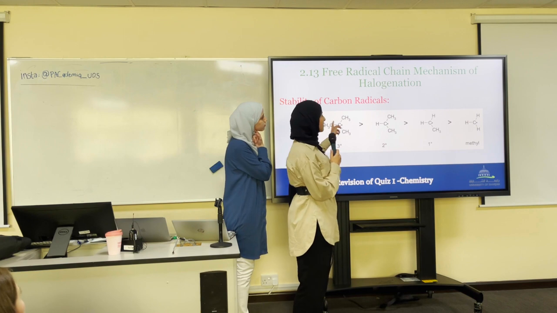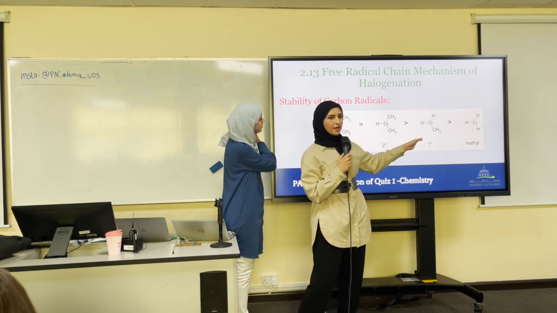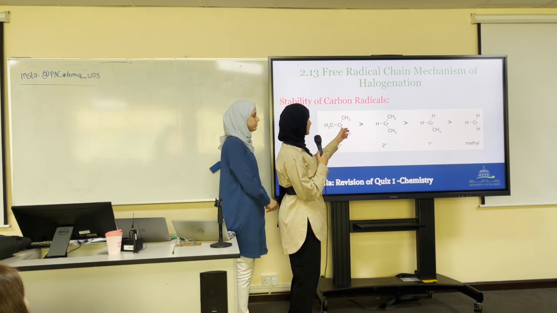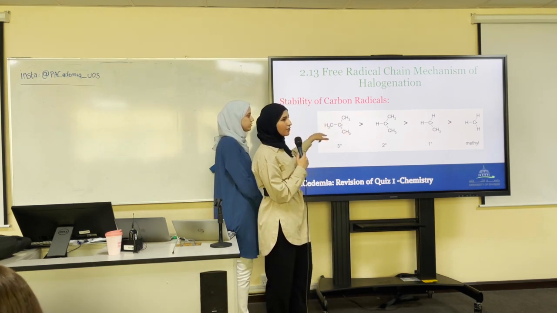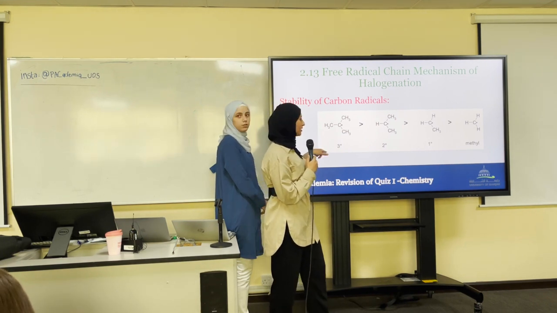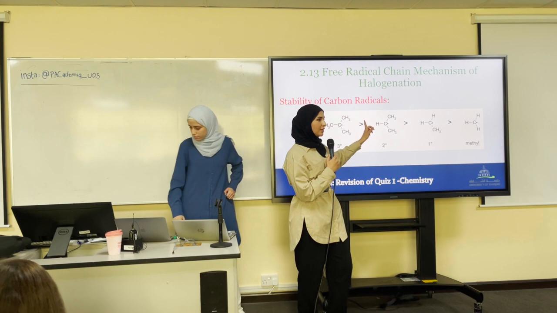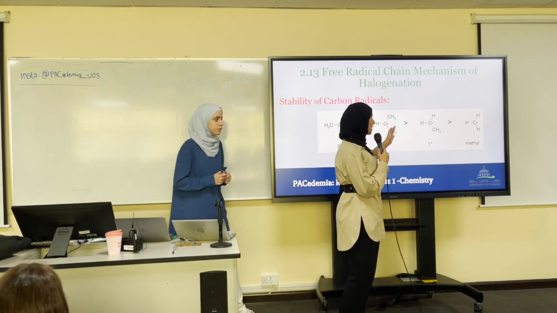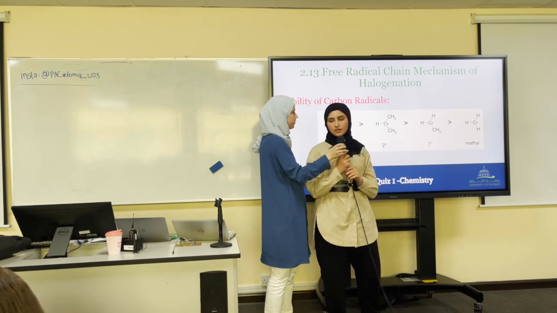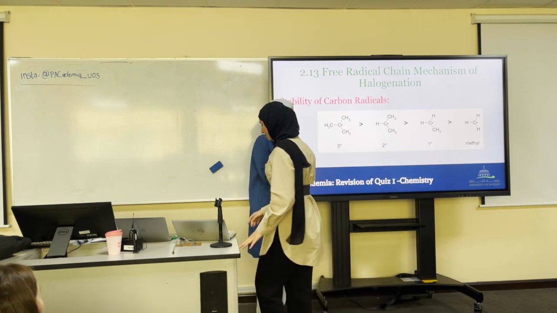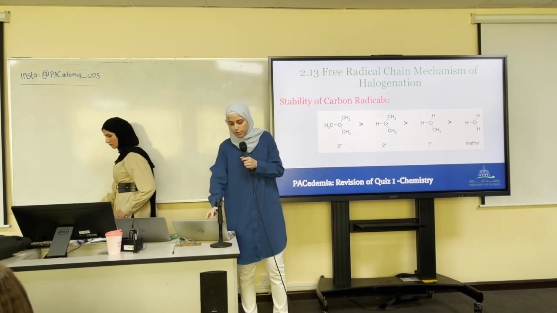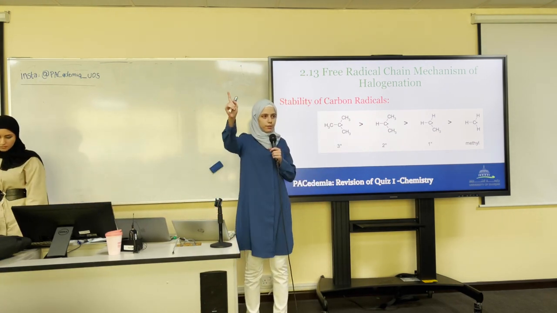Also here, this is the stability of the radicals. If we have a carbon with the radical that is bonded to three other carbons, this is called tertiary, and it is the most stable radical. As you can see, if we decrease the number of carbons, we decrease the stability. Okay, so now this is okay for the radicals.